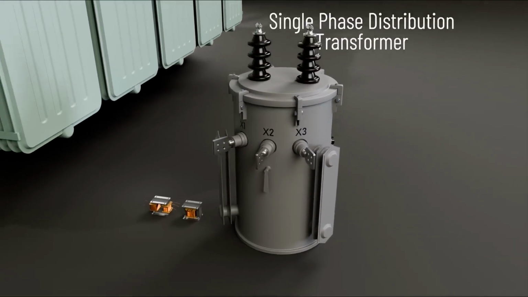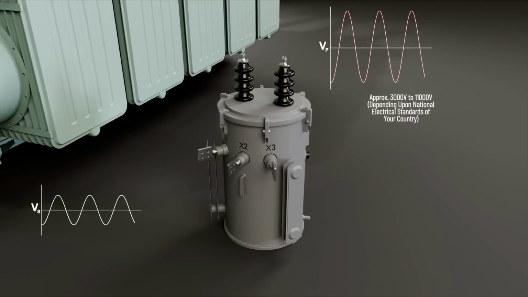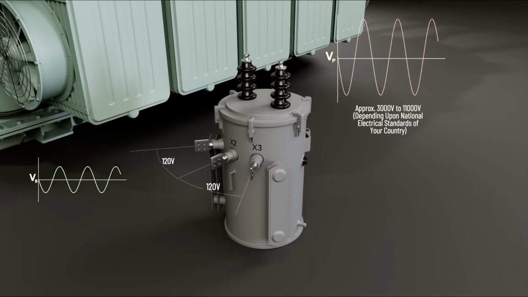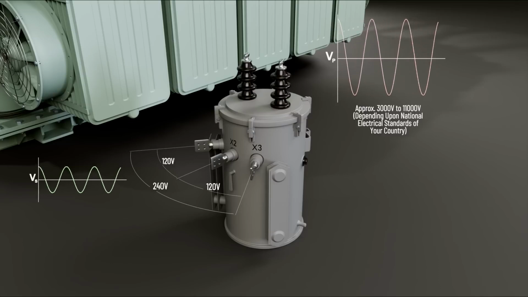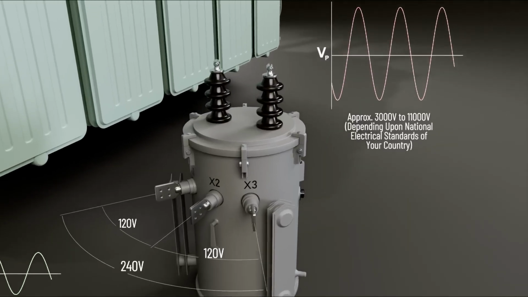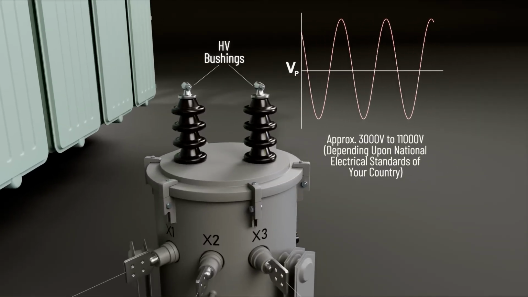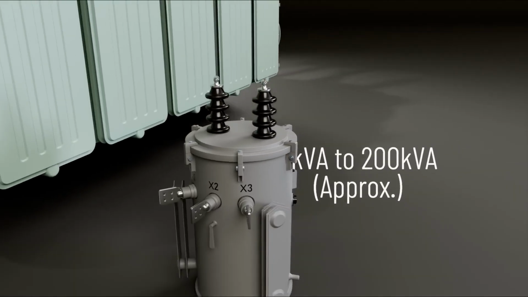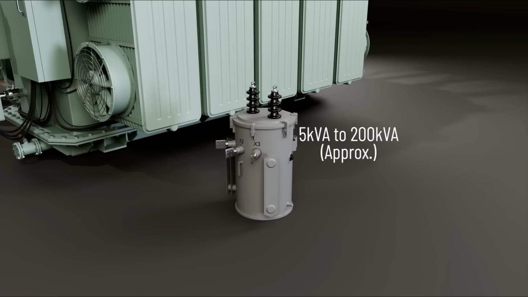Single-phase distribution transformers are also an integral part of the power system. These are step-down transformers that reduce the high-voltage AC input from the nearest substation to 120 or 240 volts, which is the voltage used in your home. High-voltage single-phase AC input is fed through HV bushings. We will discuss high-voltage bushings in detail later in this video. It is a pole-mounted single-phase distribution transformer, meaning it is installed on electrical poles and has a power rating of a few hundred kVA or less.